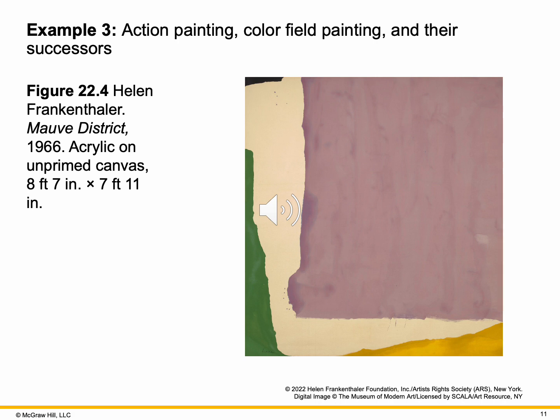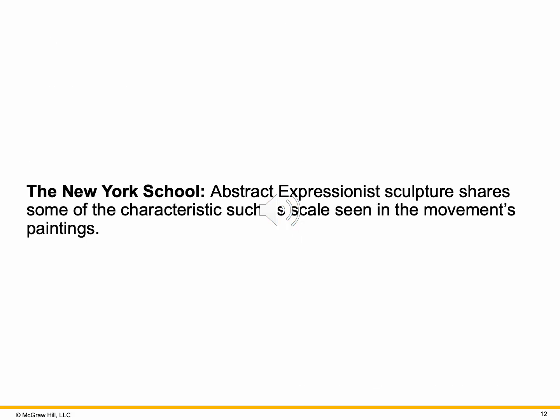When we look at it closely, the weave of the canvas emerges through the paint that stains it, reminding us that this is, after all, just paint on canvas. The New York School. Abstract Expressionist sculpture shares some of the characteristics, such as scale, seen in the movement's paintings.